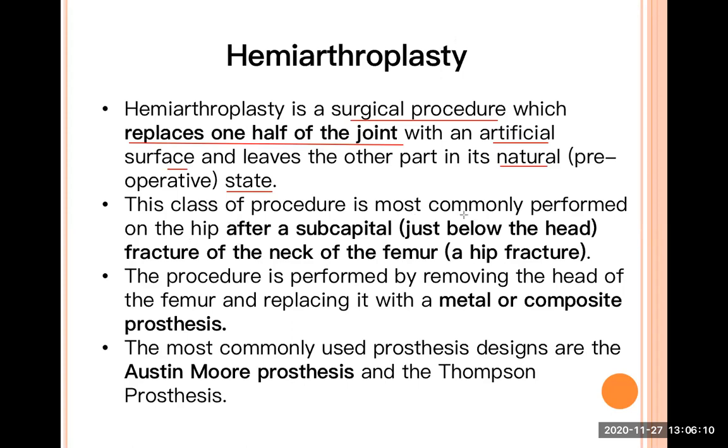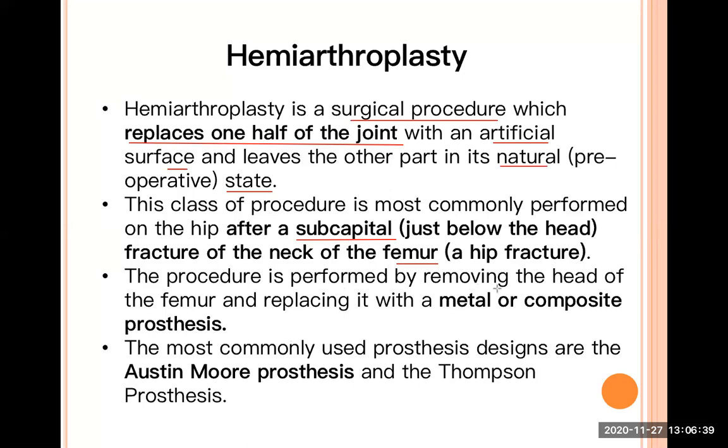This class of procedure is most commonly performed on the hip after a subcapital fracture, just below the head, of the neck of the femur. It is the most complicated type of femoral neck fracture. According to Pauwels' classification or Pauwels' angle, this is the fracture which has the worst prognosis. According to Garden's classification also, there is a high chance of grade 4 fracture in case of subcapital ones.